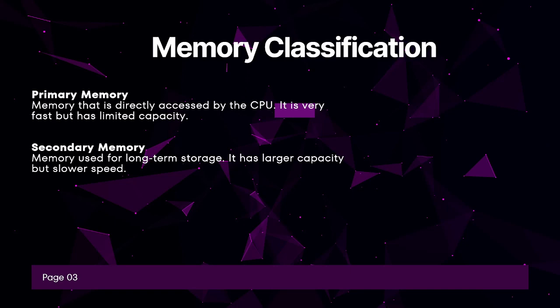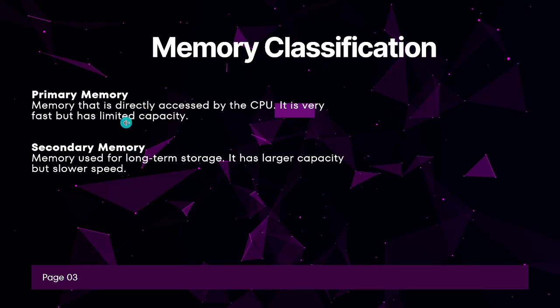So we have, in the beginning, primary memory. Primary memory is memory that is directly accessed by the CPU, and it's very fast, but it has limits. And we have secondary memory too. The secondary memory is used for long-term storage. It has larger capacity but slower speed. So here we divided the memory into two main types, the primary memory and the secondary memory.